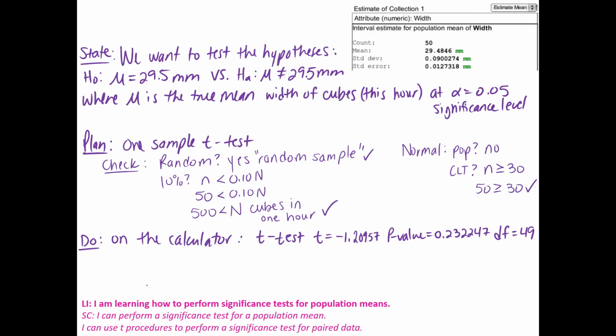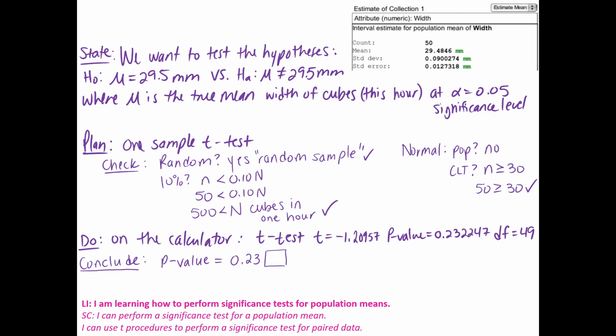So I'm going to skip down to our conclusion. For the conclude step, the first thing we do is compare that p-value to our significance level. My p-value was 0.23, and I'm just going to round it there and leave it at 0.23, but it does have the 2247 if you really wanted to add that. I'm going to put my box here.